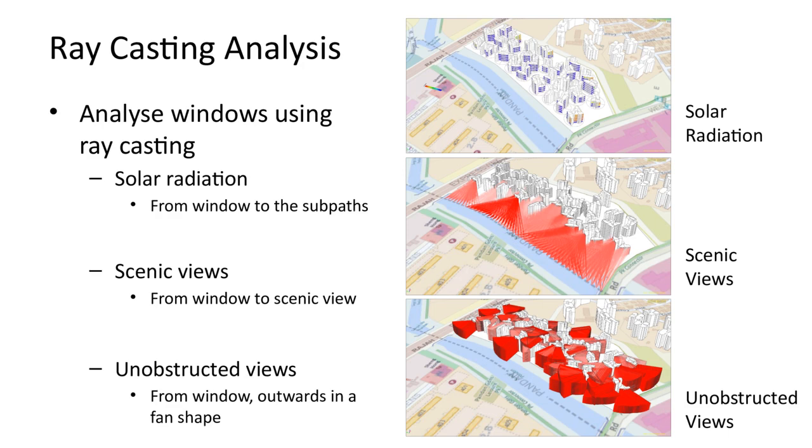The second is a scenic views indicator. For this indicator, the canal is assumed to be a scenic view. It is calculated by casting rays from the window centroid towards the canal. The third is an unobstructed view indicator. The indicator calculates the openness of the horizontal view in front of a window. It is calculated by casting rays from the window centroid outwards in a horizontal fan shape.